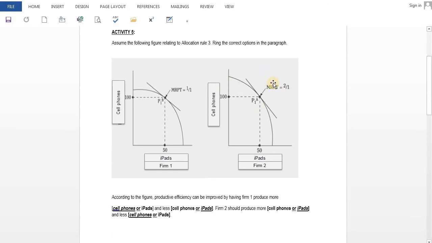Now for firm 2, you can see that the marginal rate of product transformation is 2:1. As it is 2:1, it means that every 2 units produced in cell phones means a sacrifice of 1 iPad. That simply means here if it's 102, here it's going to be 49.